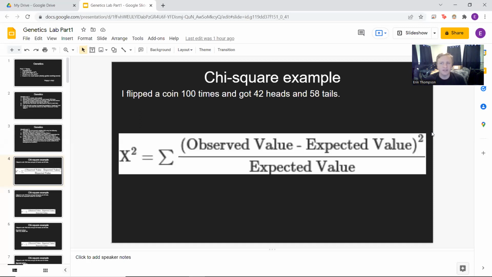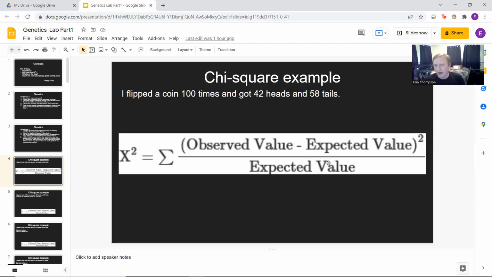The reason that you do a chi-square is to determine whether or not your actual data, your observed values, are statistically different from your expected values. In this case, if we were doing a chi-square for a coin, we're checking to see if this is a fair coin. Is this coin weighted in some way? Has this coin been manipulated to land on heads most of the time? That's the point of a chi-square. And again, it's kind of a silly example because it's a coin.